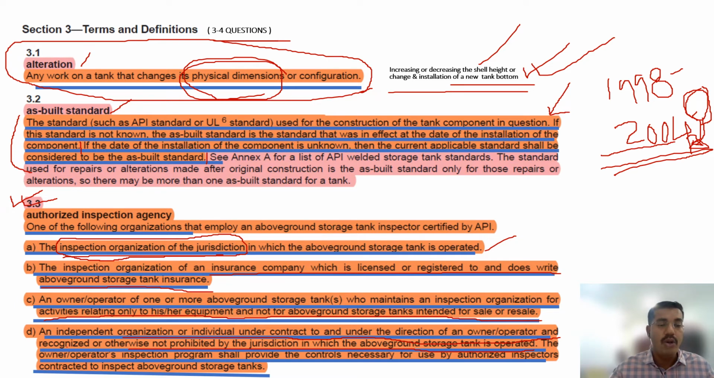So these four you have to remember. They will give you 3 correct answers and 1 wrong answer. Somewhere, let's say in option D, they will mention an independent organization or individual under contract to and under the direction of owner and operator and recognized or otherwise. Here it is written "not prohibited"; they will write "prohibited by the jurisdiction." So is he allowed? No, he's not allowed. They will play with such a single word. That's why I told you to remember it very carefully. So this is called the authorized inspection agency.